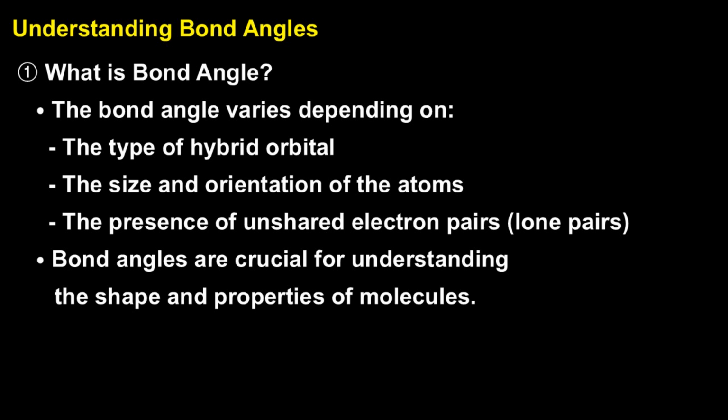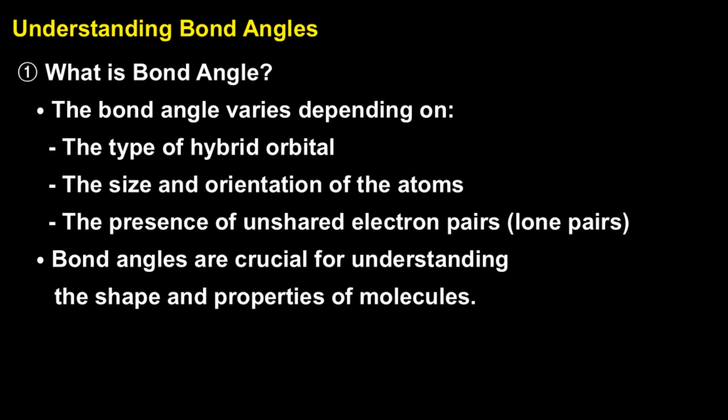Each hybridization leads to a specific geometry, and that geometry decides the bond angle. Next, the size and arrangement of the atoms around the central atom also matter. If the atoms are bulky or positioned in a certain way, they can stretch or compress the angle. And of course, lone pairs play a huge role too. Since lone pairs take up more space than bonding pairs, they push the bonded atoms closer together, which means the bond angle gets a bit smaller.